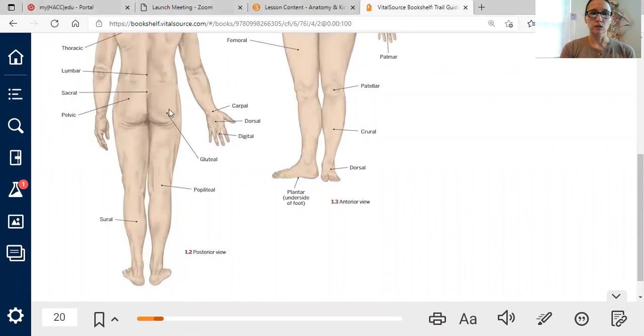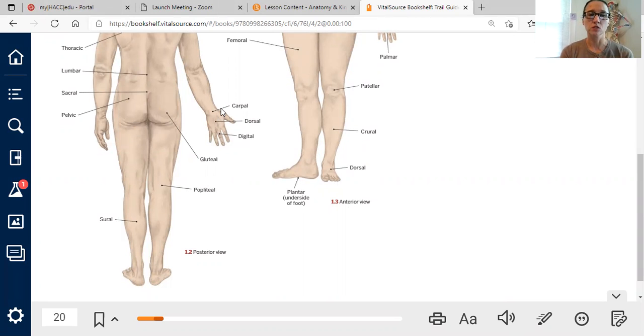So these are the gluteals. The gluteals are the butt or backside area. They're called gluteals because you have gluteal muscles. You have gluteus maximus, medius, and minimus here. Okay, so this is the gluteal area.